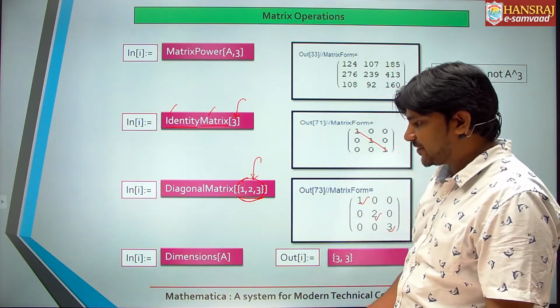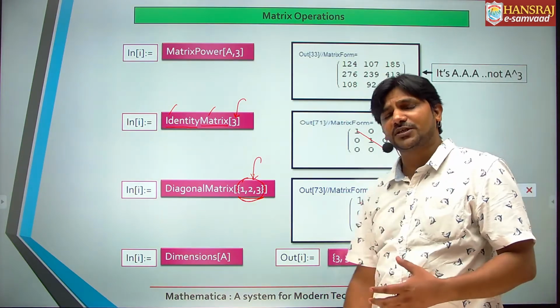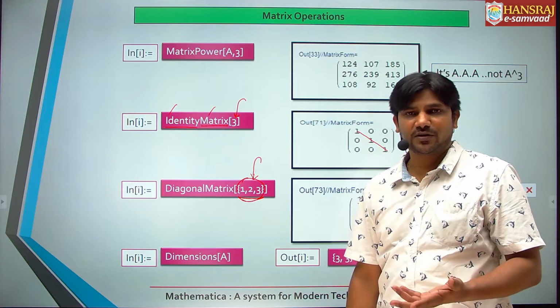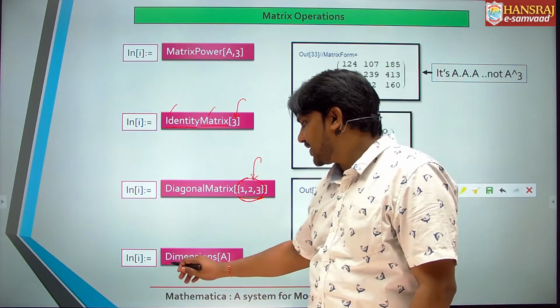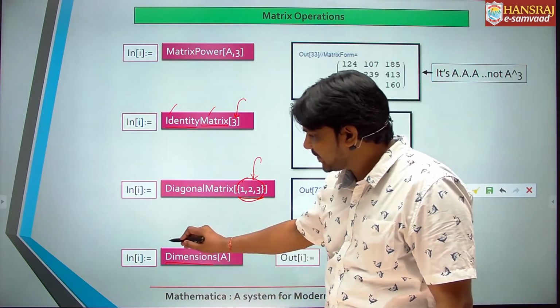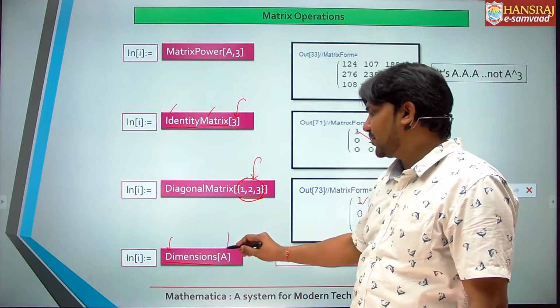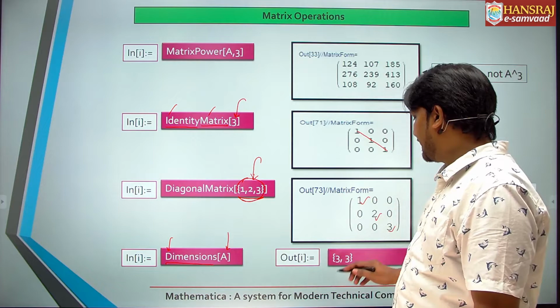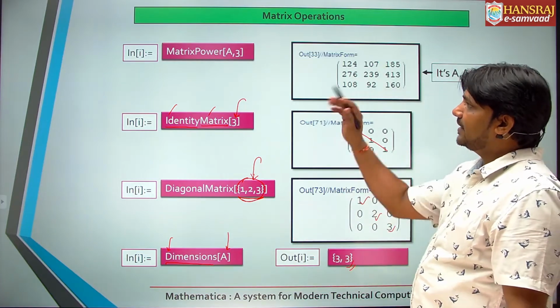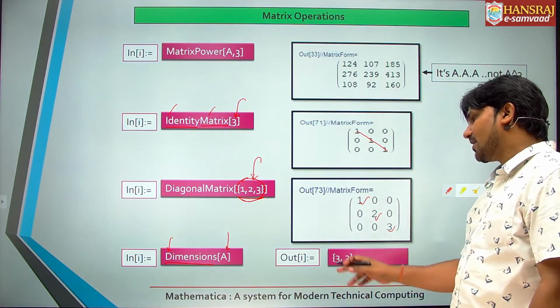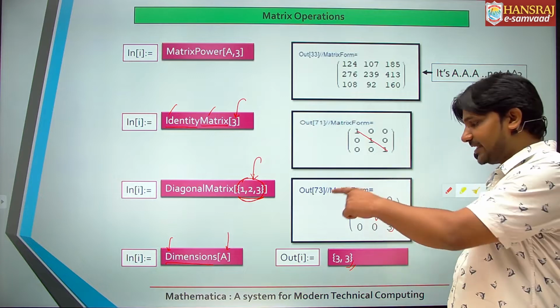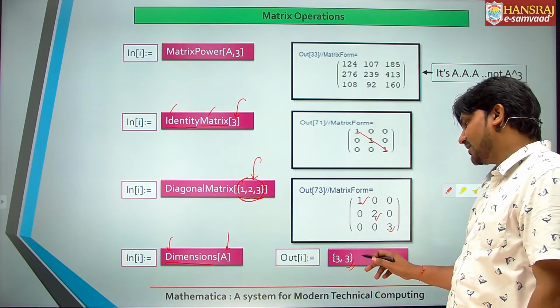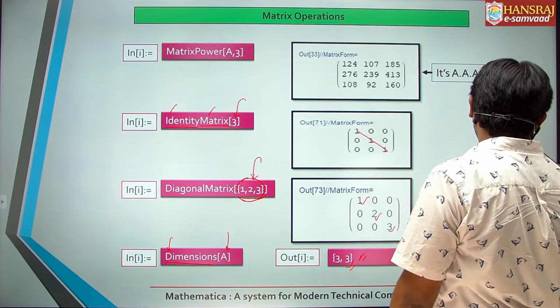Another function is Dimensions. If you want to find the dimension of a particular matrix, the command is Dimensions, D capital, and you put your matrix name inside it and you will get the dimension. So A is a 3 by 3 matrix. The last working example was A, 3 cross 3, and that's why the answer is 3 cross 3.